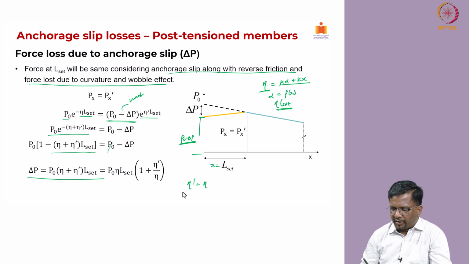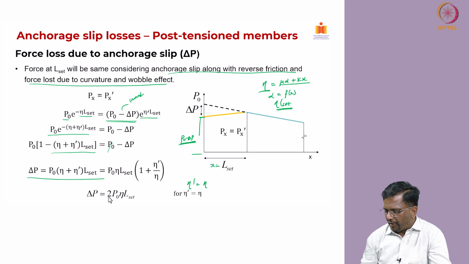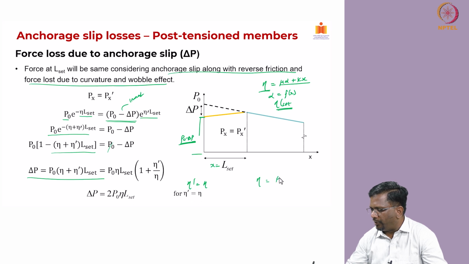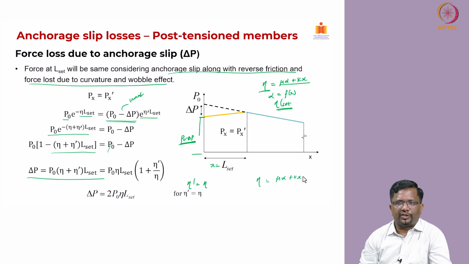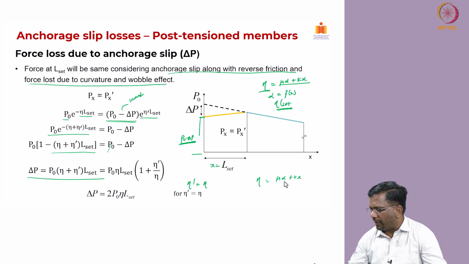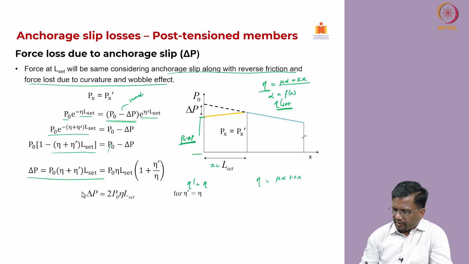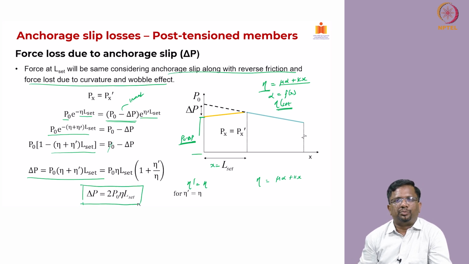So, when you do that, I can find a simple expression for delta P as 2 into P naught into eta into L set. Now, this eta is nothing but mu alpha plus kx, again then I can put that expression, eta L, L can be taken out and then you can find the value for that. And so, in this way you can find a simple expression for your delta P as 2 into P naught into L set.